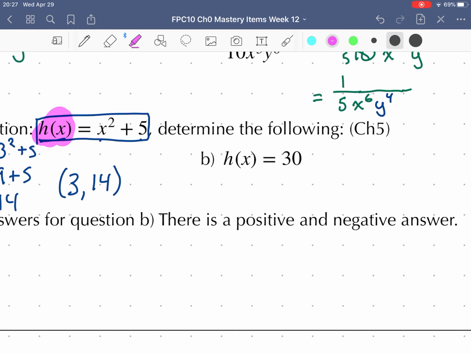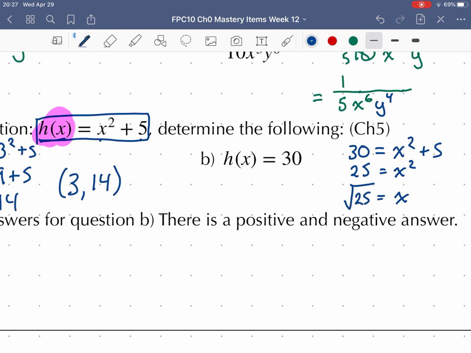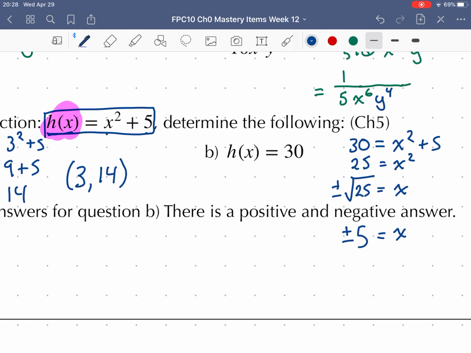The graph is just all of the pairs of numbers that satisfy this equation. Now in this one we have h of x equals 30. If you remember, that means we replace that h of x with 30. So we get 30 is equal to x squared plus 5. Take 5 away from both sides to get 25 is equal to x squared. And x is equal to the square root of 25, which can be plus or minus the square root of 25. So x could equal plus or minus 5.